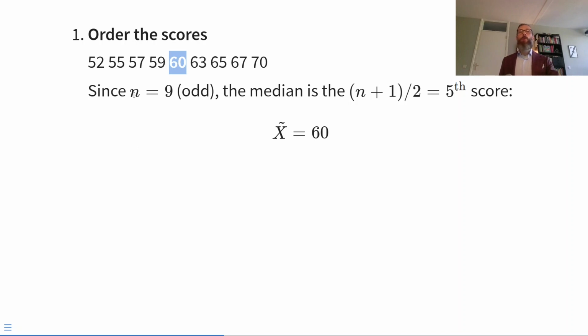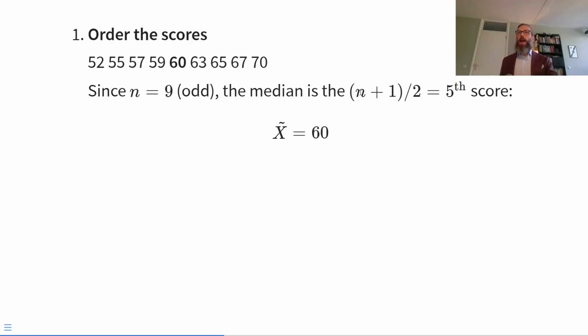How do you determine the middle value if your sample is large? Well, in this case, the sample size is 9. That's an odd number, so you know that there's a single score in the middle with an equal number of observations to the left and to the right of it. And then the median will be the (n plus 1) divided by 2th score. So in this case, that's going to be the 5th score. So n is 9, n plus 1 is 10, divided by 2 is 5. The 5th score will give you the median, and that was 60. Sometimes we indicate the median as x with a tilde on top.